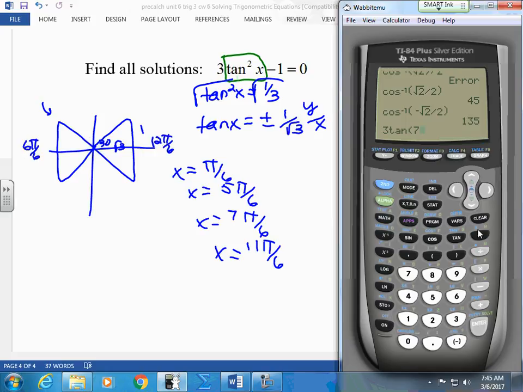Maybe not. I can't get my pi sign out here. Something's wrong with that side of the board for some reason. Oops, I went to the wrong one.